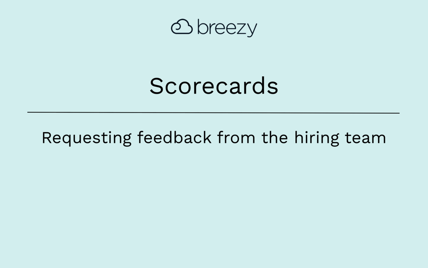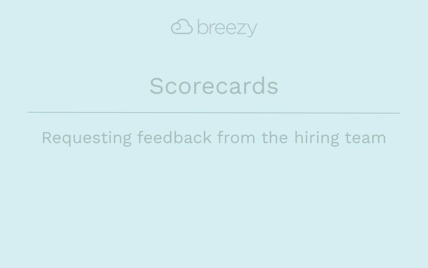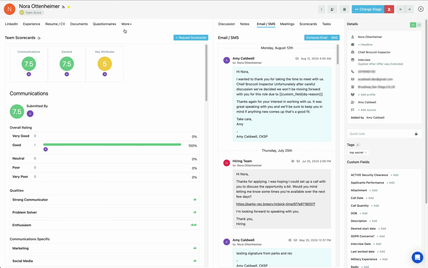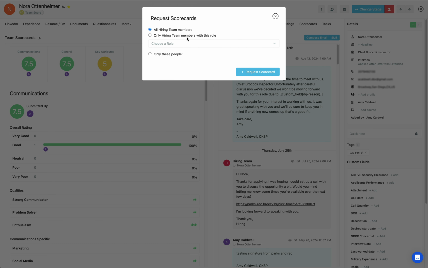If you're a hiring manager and need to round up scorecard feedback from the rest of the hiring team, there's a couple of ways to remind them right in Breezy. To ask for input on a specific candidate, hiring managers can just open that candidate's profile, go to the Team Scorecard tab, and click Request Scorecards.